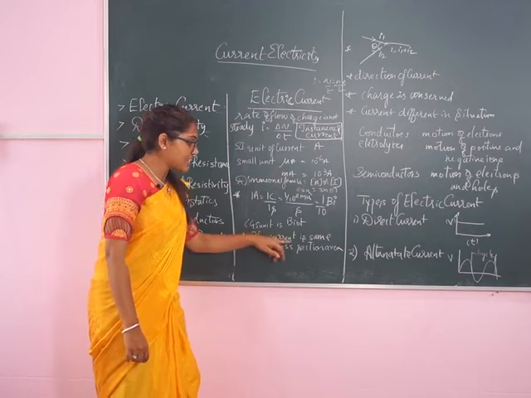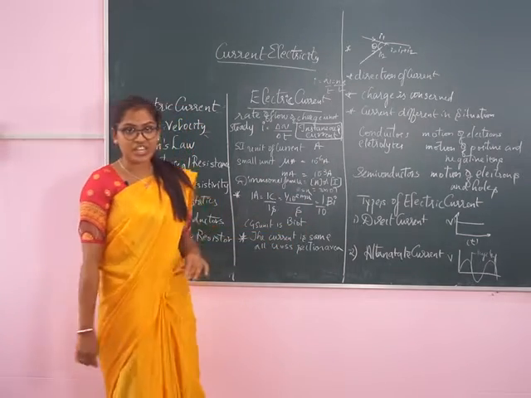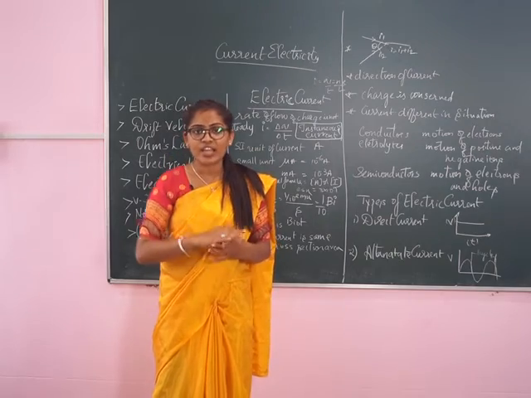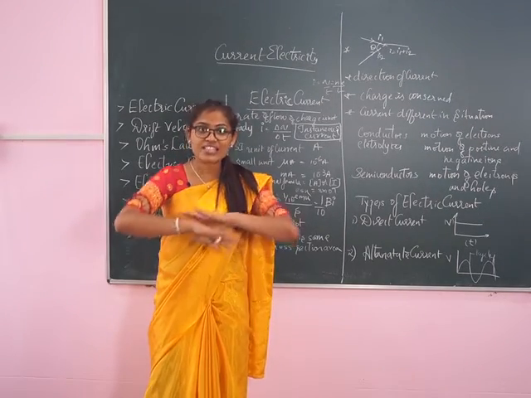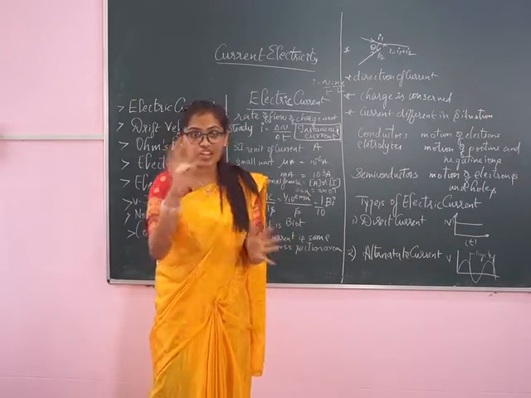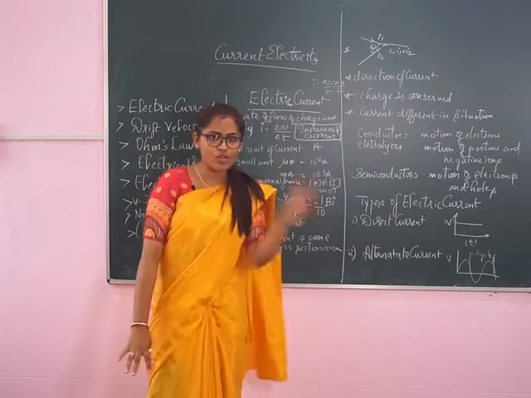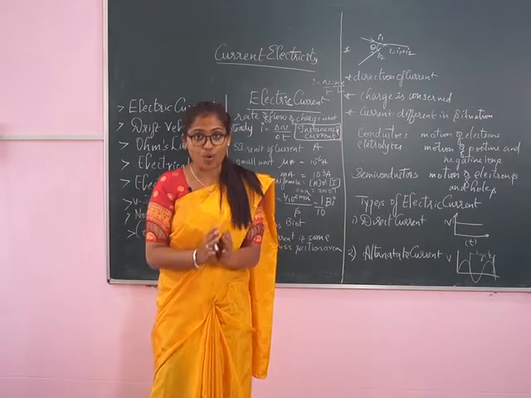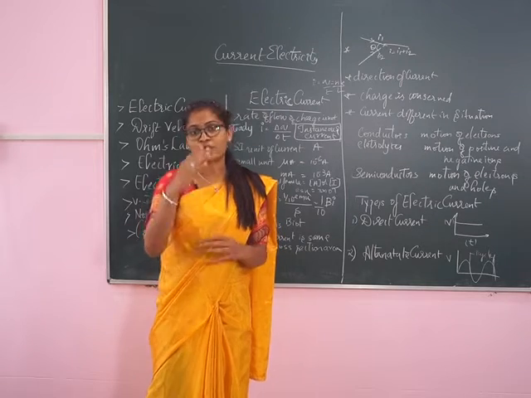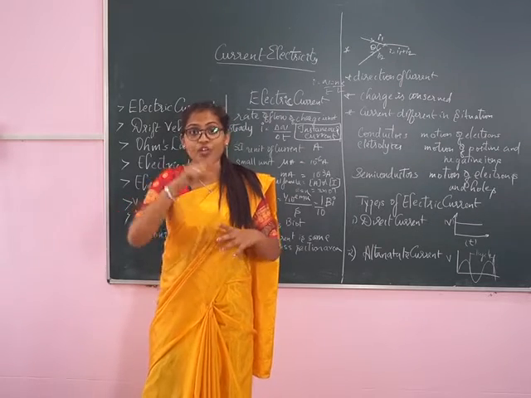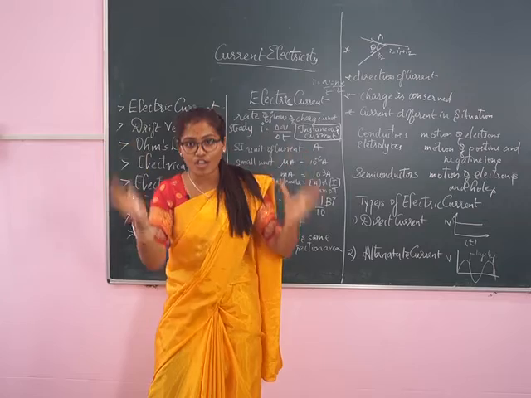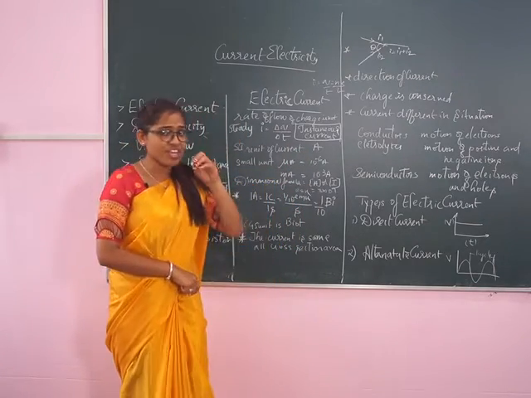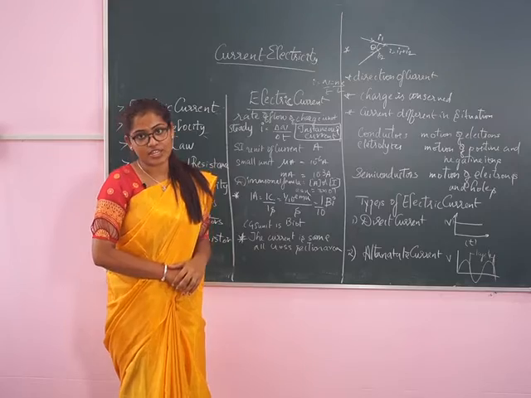Now the current is the same in all cross-sectional areas. If you consider a cross-sectional area, when the current is flowing, it flows the same in all directions across the cross-sectional area. Suppose the cross-sectional area is small, then the current will flow very fast. Suppose it has a large cross-sectional area, then the current will be flowing very slowly.